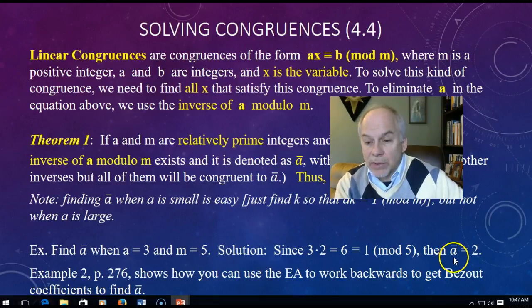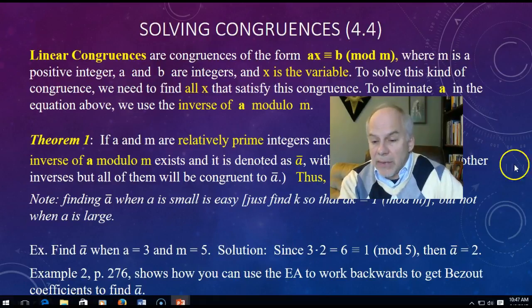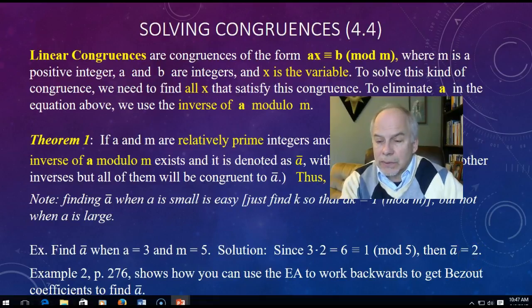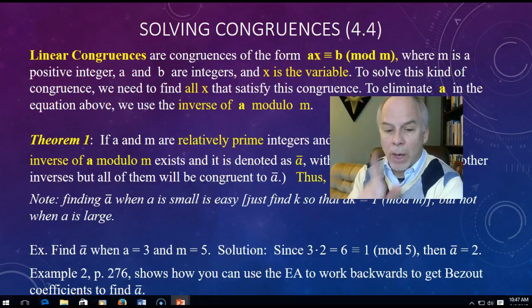Now 7 would also be an inverse value for this. What's 7 times 3? It's 21, right? 21 has a remainder of 1 when you divide it by 5 as well. So I knew that because any number that's congruent to 2 mod 5 is also going to be an inverse. Okay, but we only want one inverse, so we don't have to find other ones.